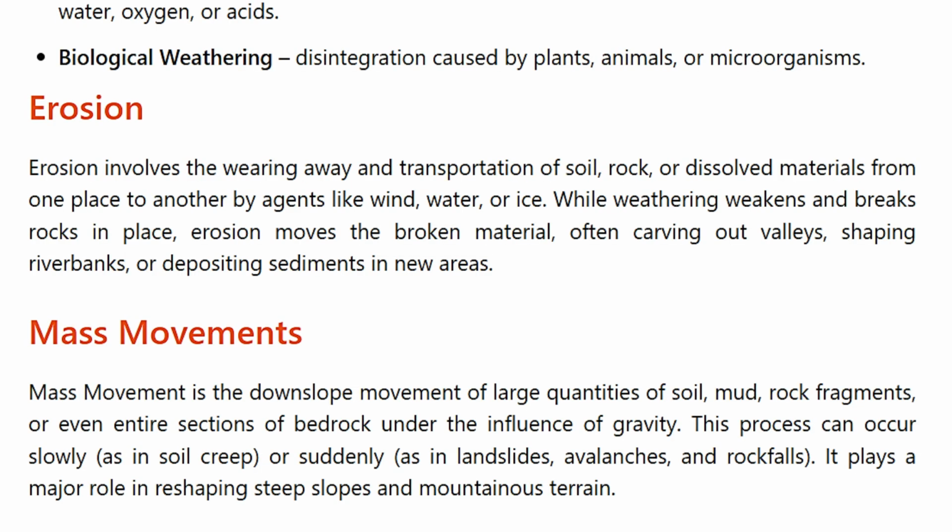Mass movements. Mass movement is the downslope movement of large quantities of soil, mud, rock fragments, or even entire sections of bedrock under the influence of gravity. This process can occur slowly, as in soil creep, or suddenly, as in landslides, avalanches, and rock falls. It plays a major role in reshaping steep slopes and mountainous terrain.